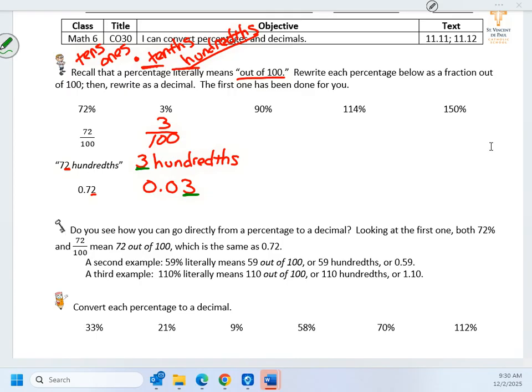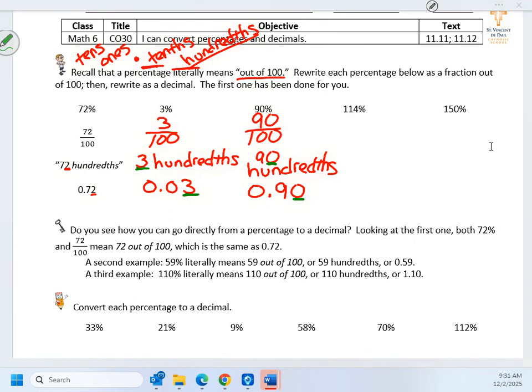Let's look at our next one. 90%. What fraction would 90% be? Michael? 90 over 100, which we say is 90 hundredths. What decimal does 90 hundredths look like? Jack? 0.90. Yeah, 0.90, because we said that last digit goes in the hundredth place.